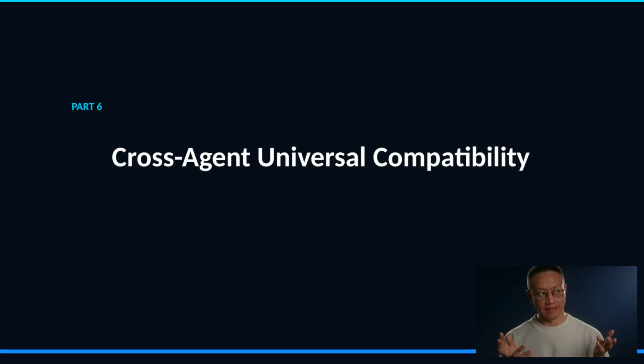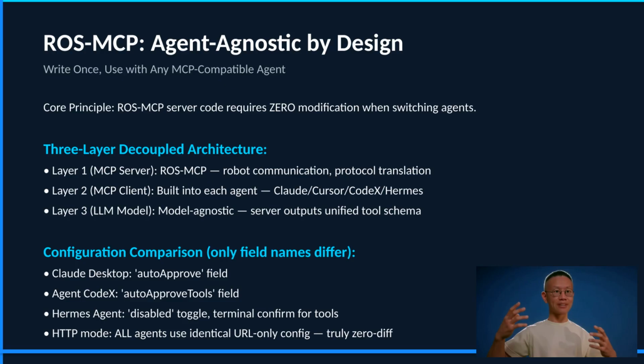Part 6, Cross-Agent Universal Compatibility. ROS MCP is agent-agnostic by design. The three-layer decoupled architecture means ROS MCP code requires zero modification when switching between Claude, Cursor, Codex, Hermes, or any MCP-compatible agent.